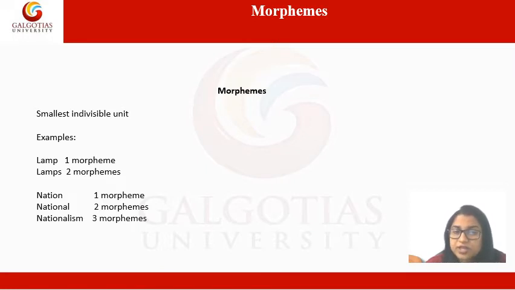In the same way, nation has one morpheme. National, nation plus al, that is a suffix, has two morphemes. Nationalism has three morphemes because nation, al and ism. In this we have two suffixes, al and ism. So that's why in Hindi we can call it Sandhi Vichhed, like nation plus al plus ism.